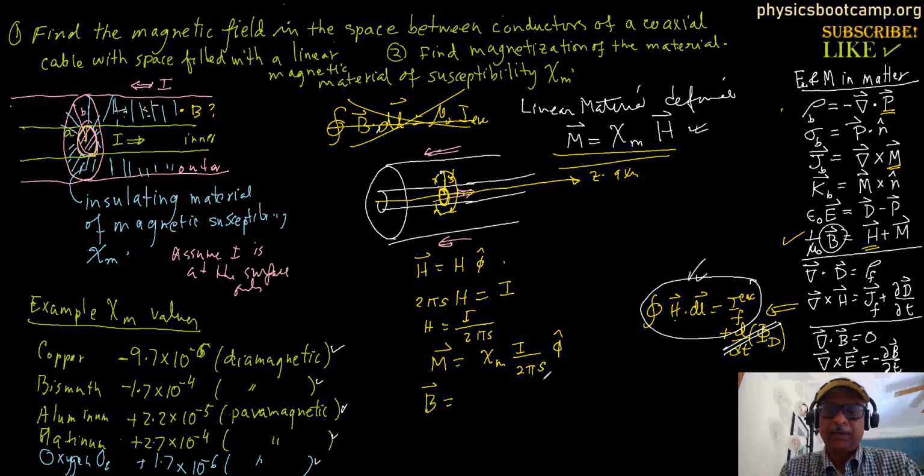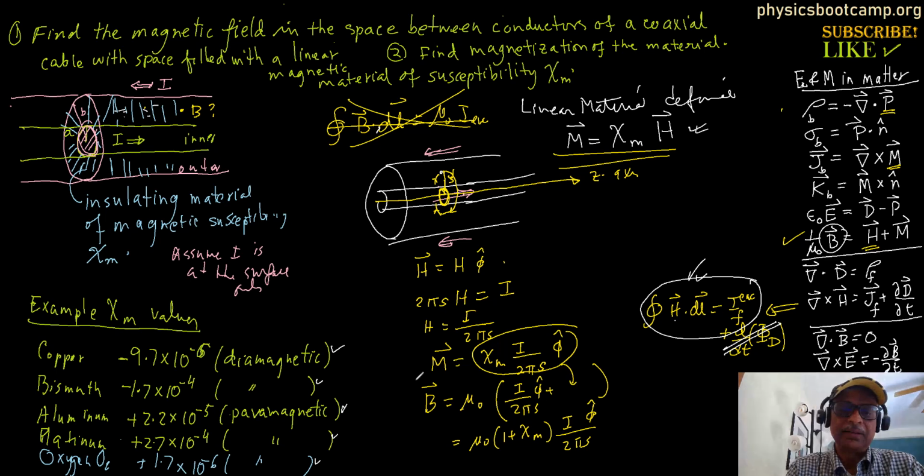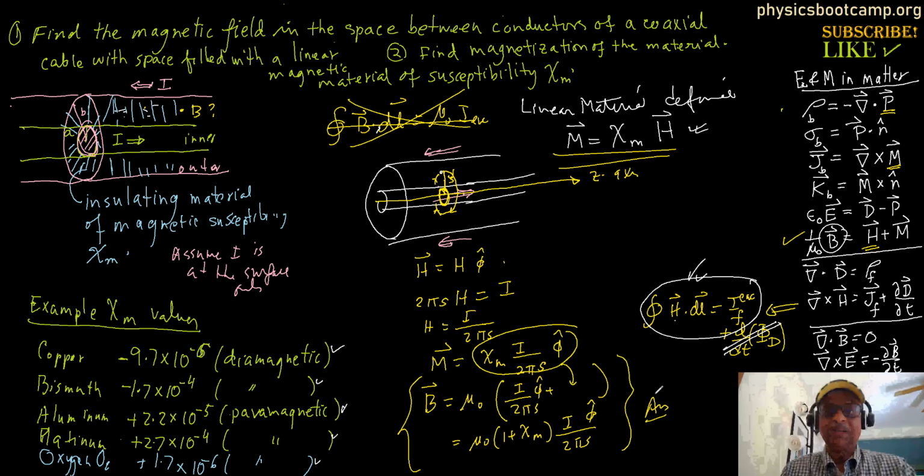whatever I got for H, let's call mu naught. The H will be just I over 2 pi s phi hat plus this guy. So you can see I can take out mu naught (1 plus chi m) I over 2 pi s phi hat. So that's the answer for 1. It's pretty easy to get the answer, right? Using the H field, the auxiliary field.